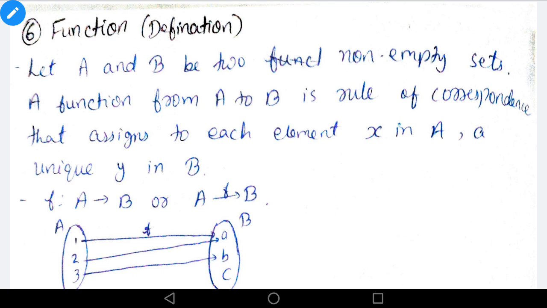Now let's see, what is a function? Let's consider two non-empty sets A and B. Then a function from A to B is a rule of correspondence that assigns to each element x in A a unique y in B. Meaning a function is defined only when there is a unique relation from A to B. To elaborate this topic, let's see it by a diagram.